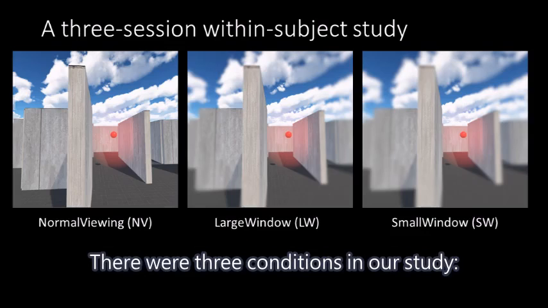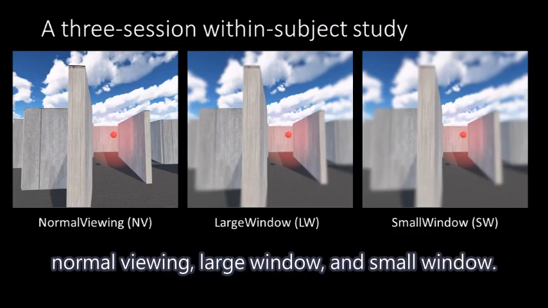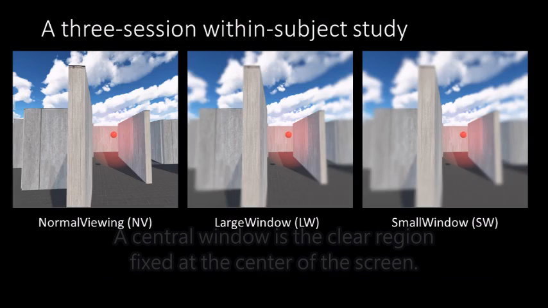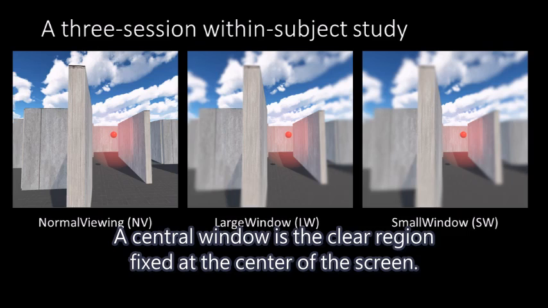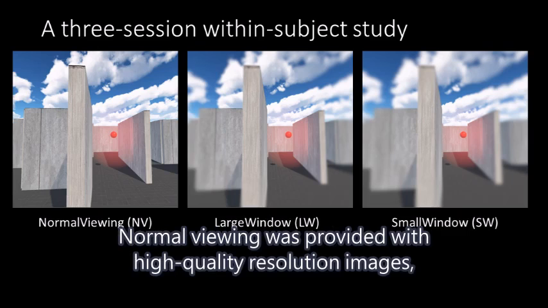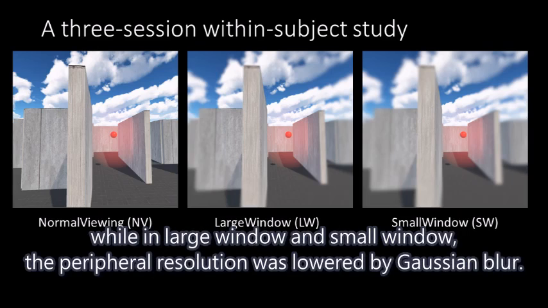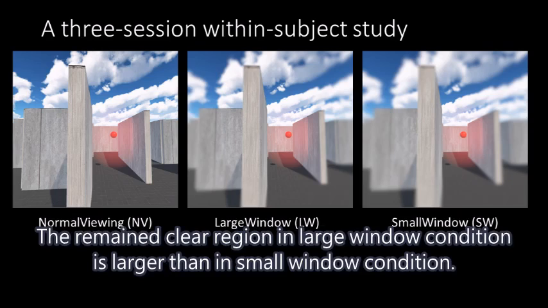There were 3 conditions in our study: normal viewing, large window, and small window. A central window is the clear region fixed at the center of the screen. Normal viewing was provided with high-quality resolution images, while in large window and small window, the peripheral resolution was lowered by Gaussian blur. The remaining clear region in the large window condition is larger than in the small window condition.